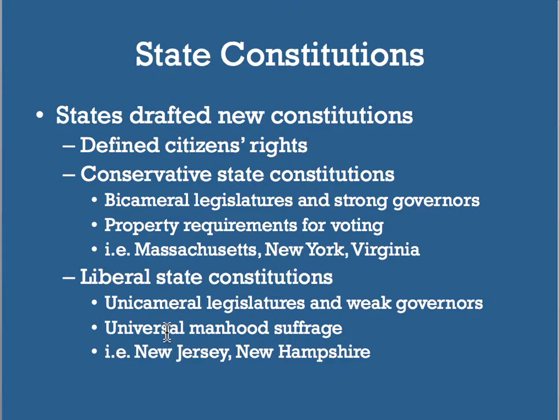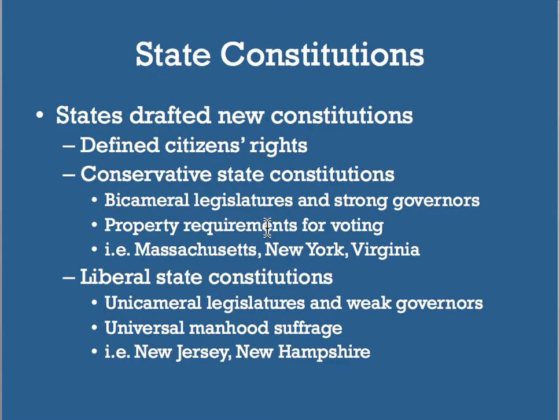In more conservative states, we're going to see the creation of bicameral legislatures, for example, where each legislative body, each lawmaking body has two houses, an upper house and a lower house, and strong governors. The strong governor's office has the power to enforce those laws that are passed by the state legislatures. In the more conservative states, we're going to see property requirements for voting. You got to own property. If you own property, you can vote. Some more conservative states where we see these qualifications in their state constitutions are Massachusetts, New York, and Virginia.